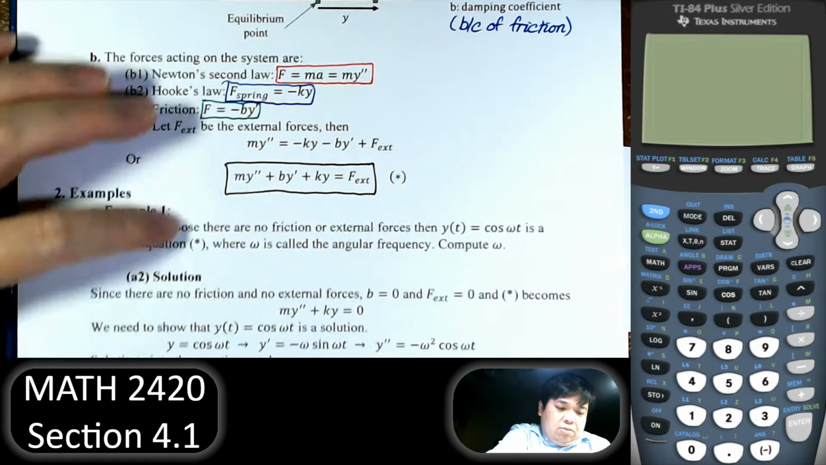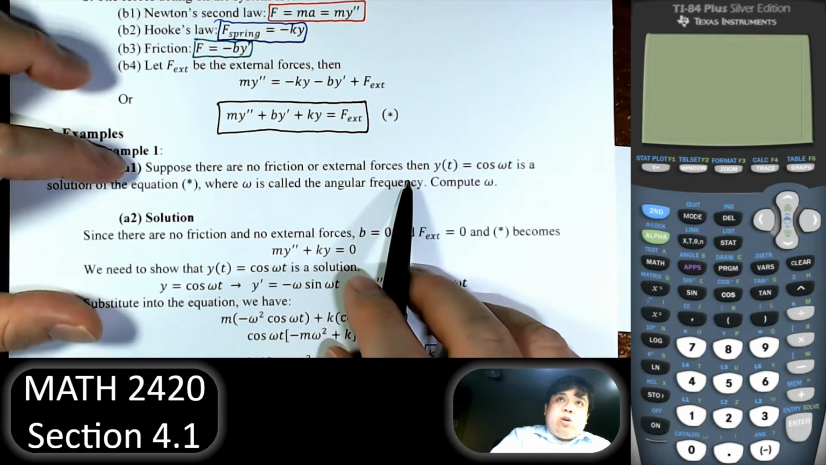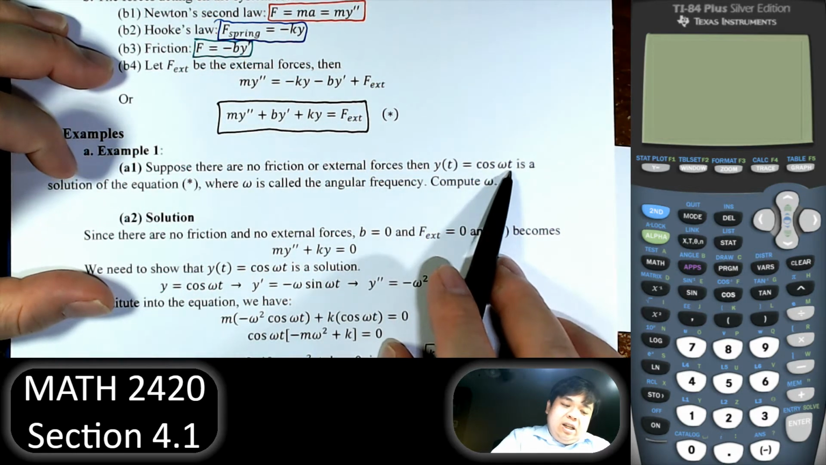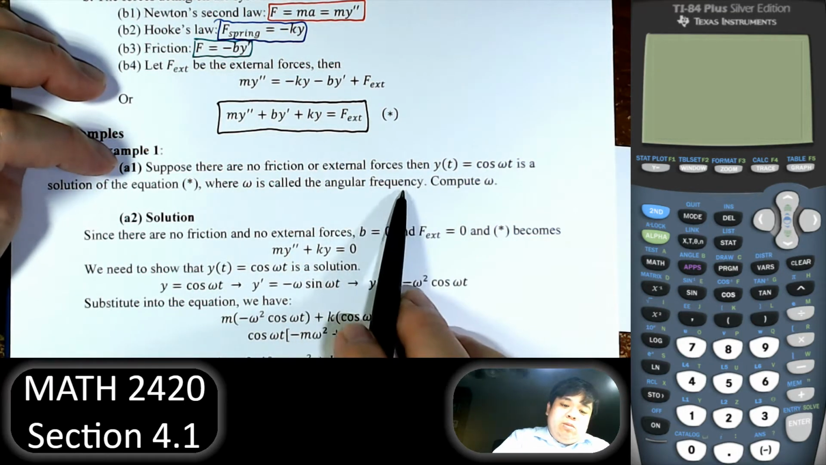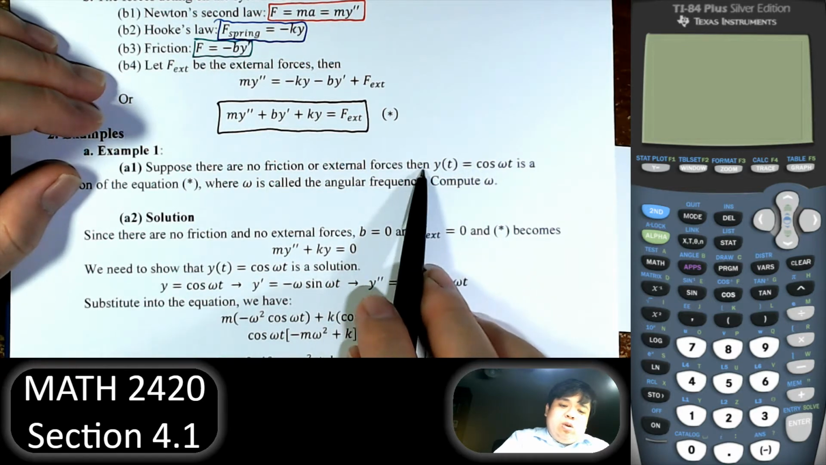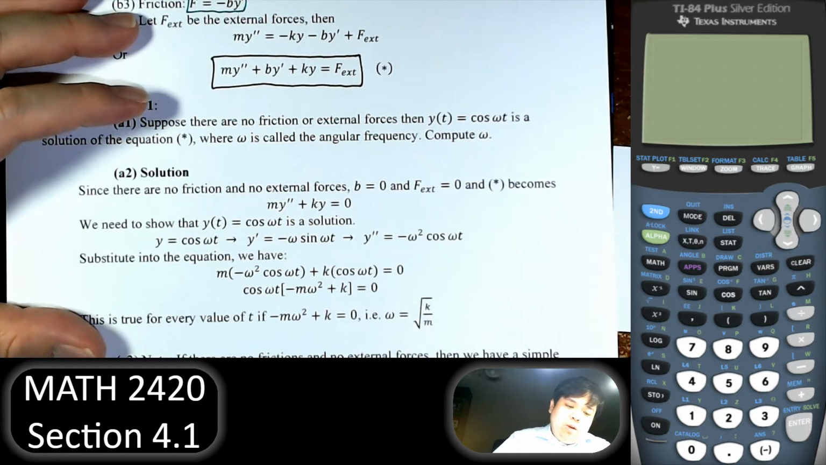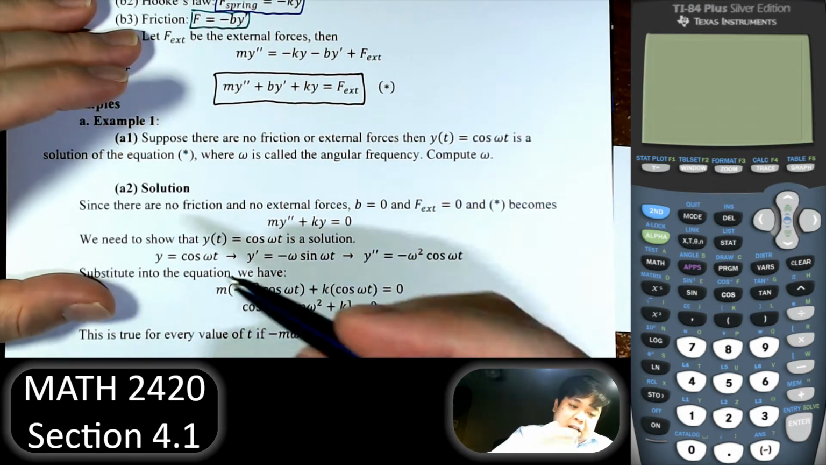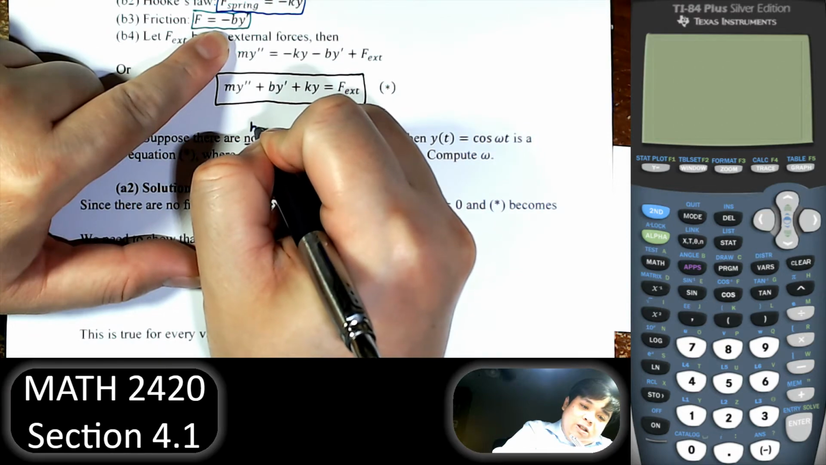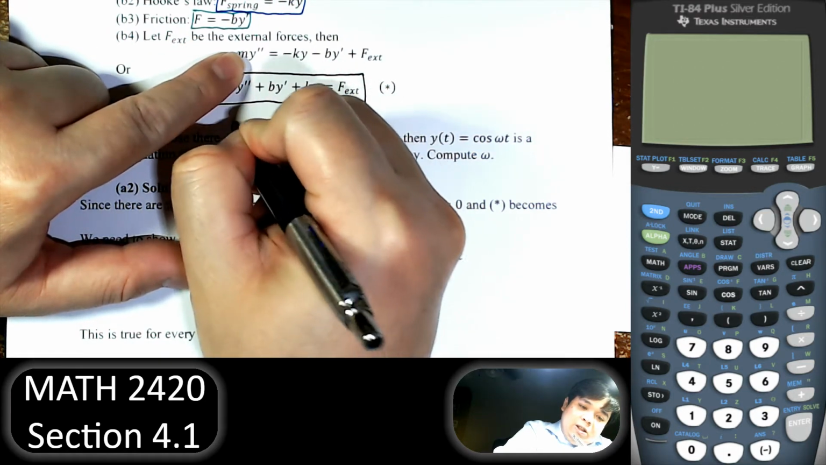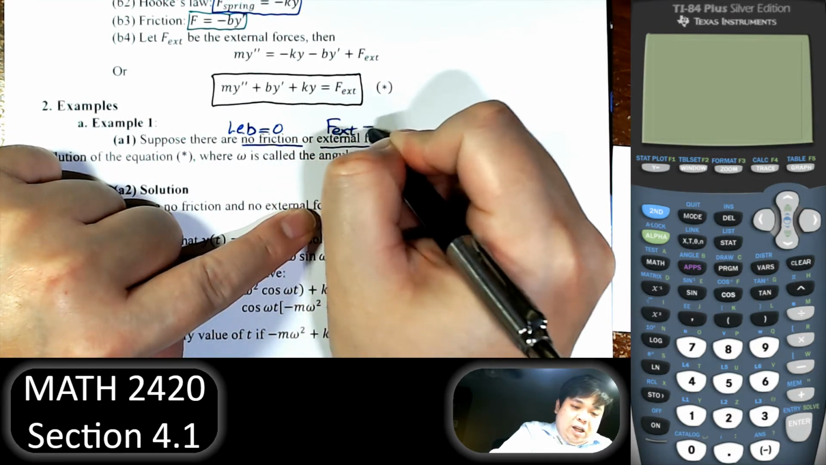Now here's a special case of this. Suppose that there is no friction and no external force. We have y equal to cosine of omega t as a solution of the equation, and omega in that case is called the angular frequency. Of course, here we can also say it could be sine as well. Now let's compute omega. Suppose that in this example we have no friction, meaning that b equals 0, and there's no external force, so the external force equals 0 as well.